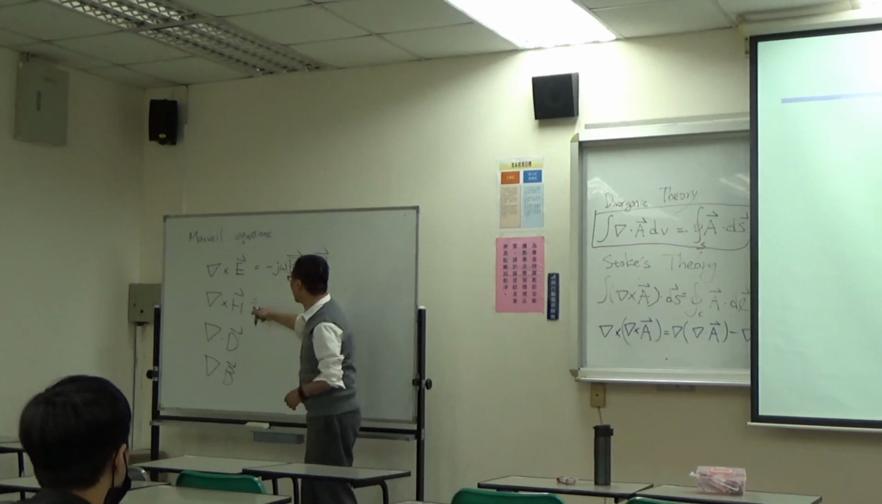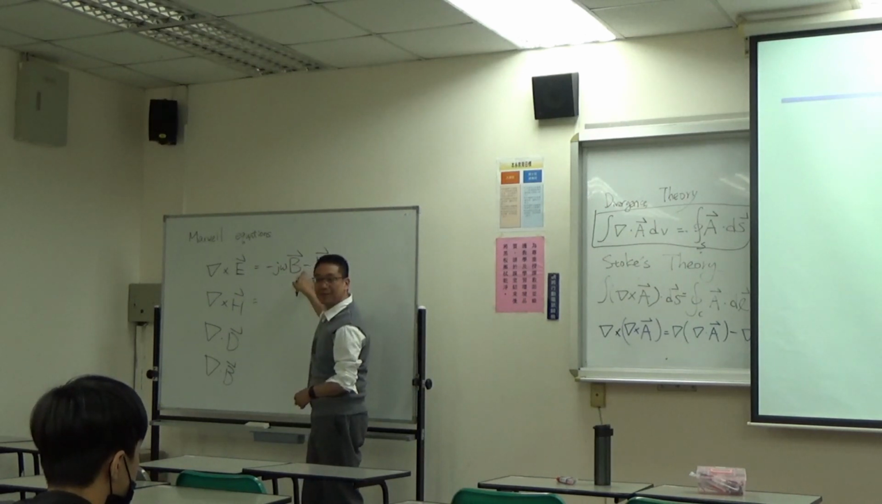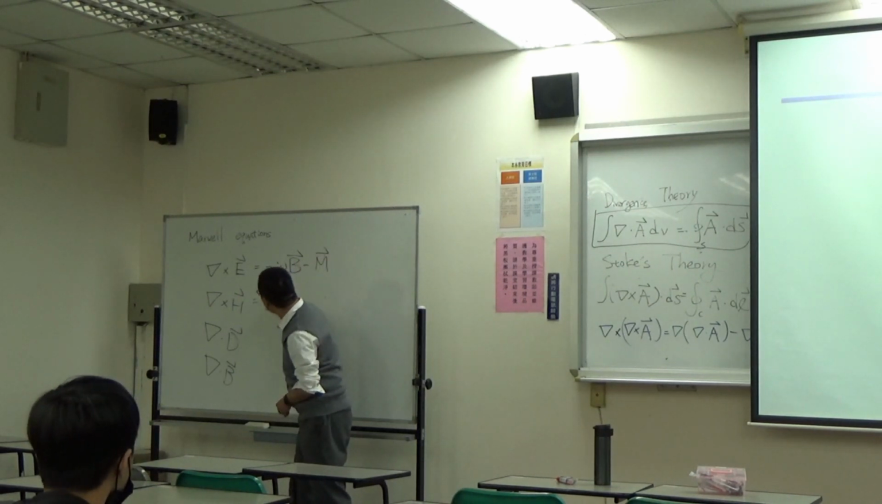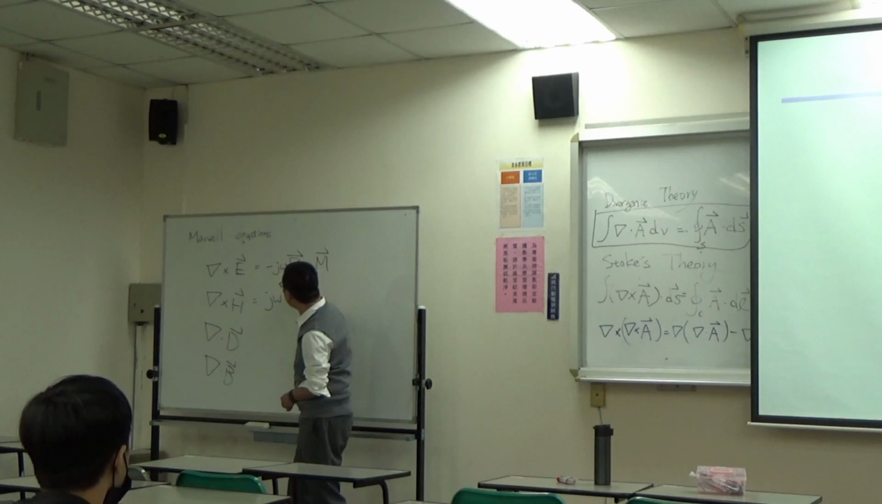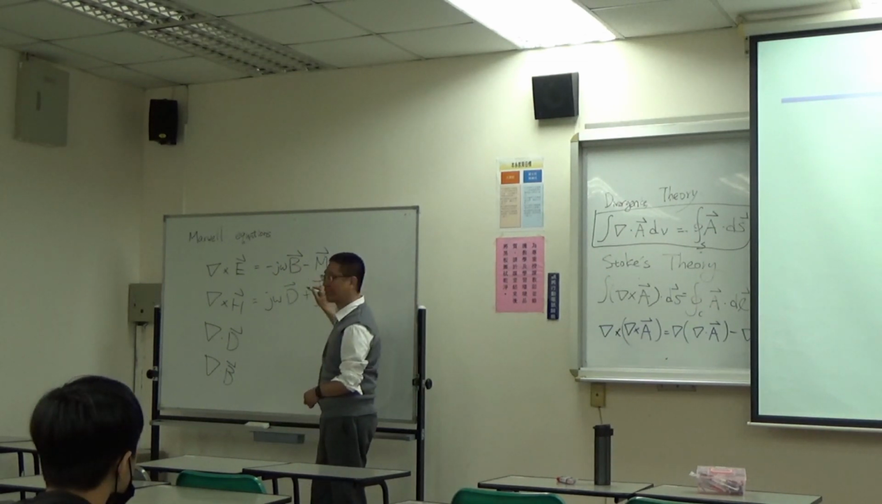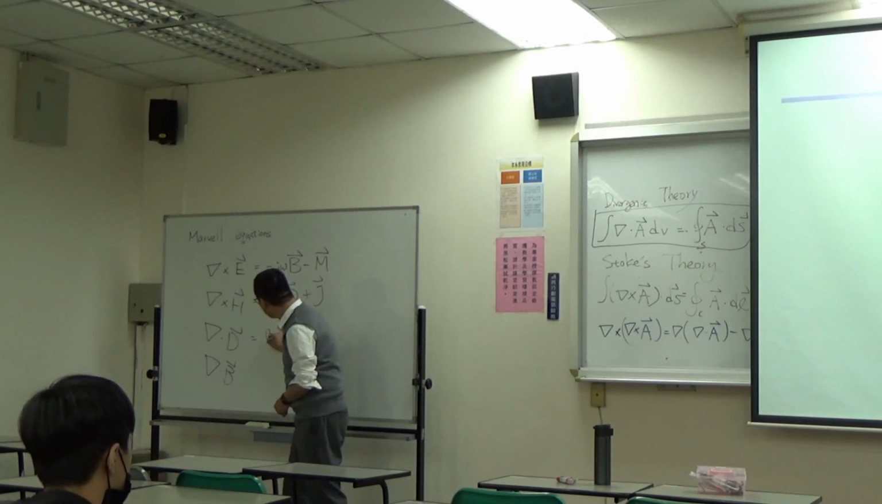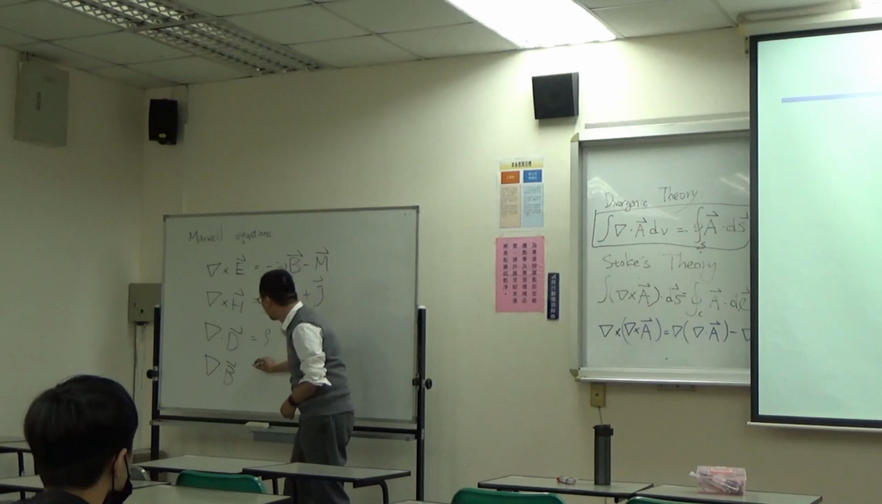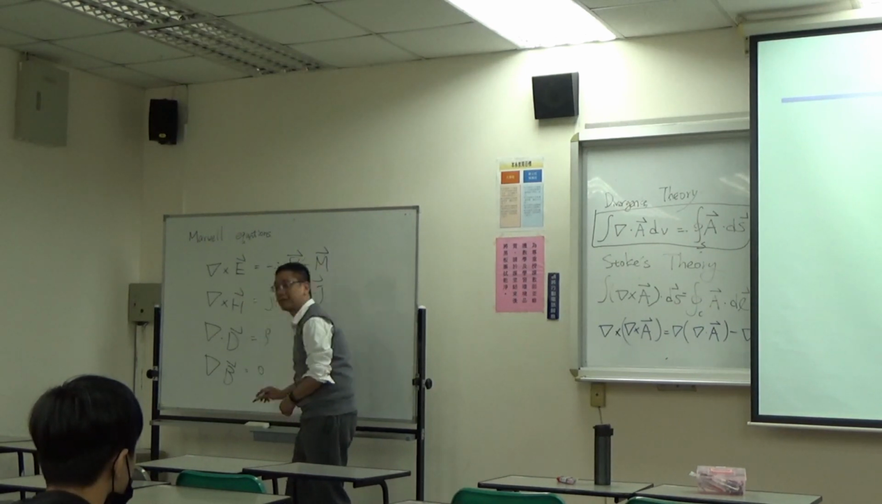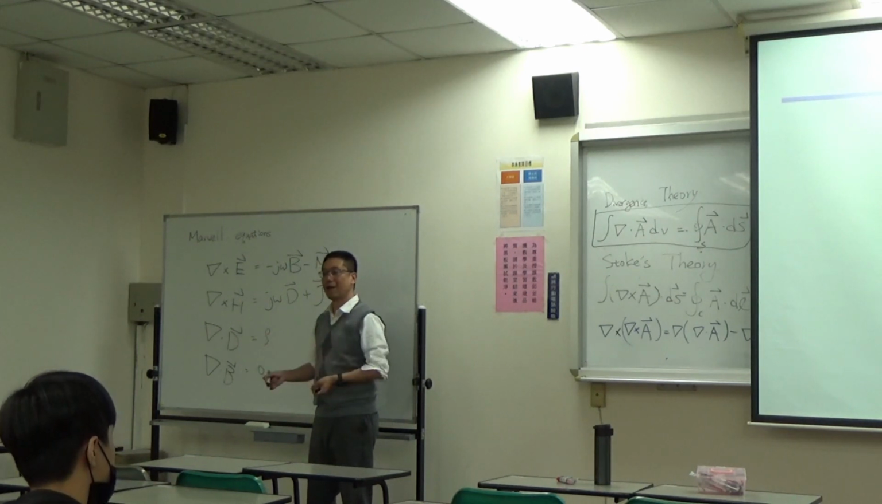Curl H equals j omega D plus J, something similar, right? And for this one, it is Gauss's law, and it is 0. It's not very hard, not very difficult. You do that every week in my class. You can remember.